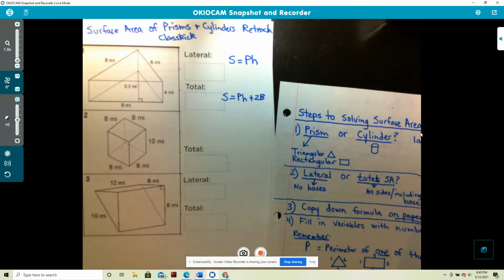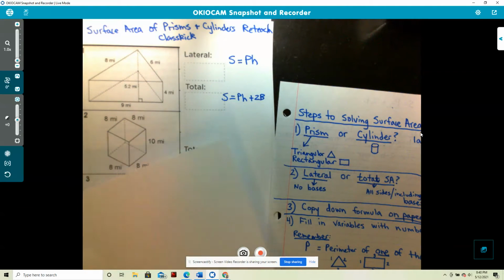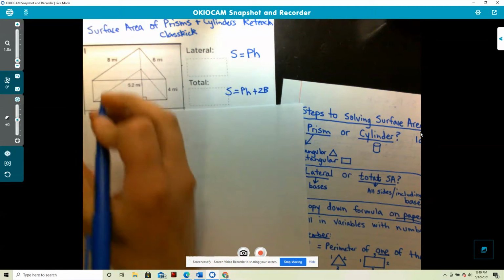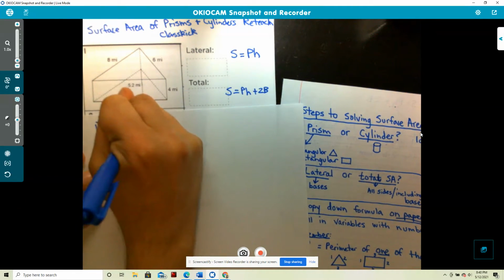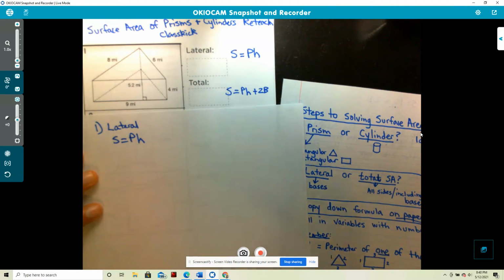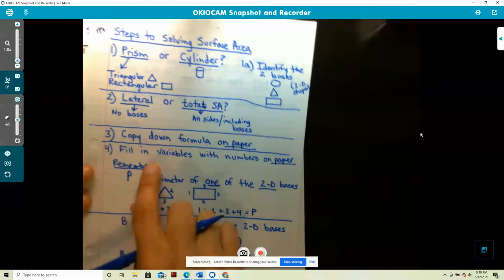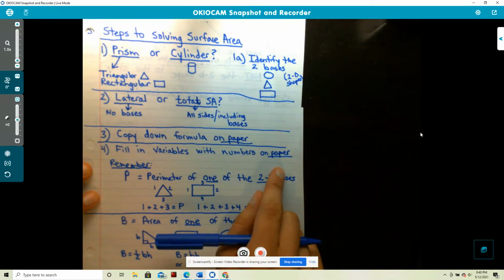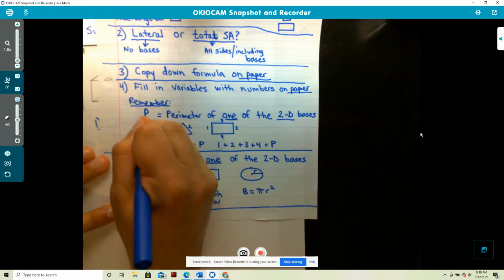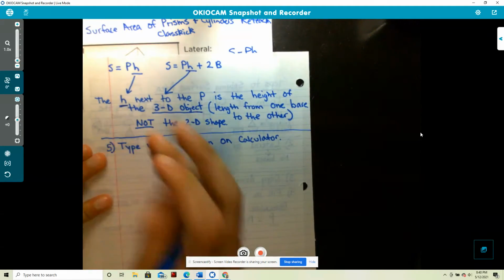So I'm going to go ahead and transfer this to this paper over here. We're going to start with lateral. This is number 1. And we're dealing with lateral. So that's S equals pH. Our next step says to fill in the variables with numbers on paper. And it tells us to remember what capital P is. So that's capital P, that's capital B, and then of course the H.